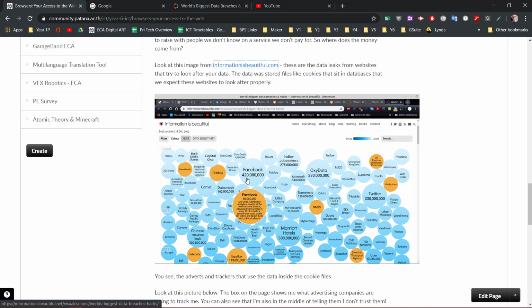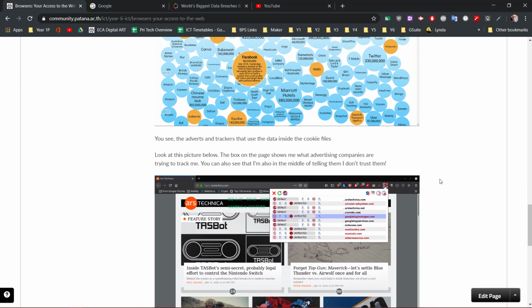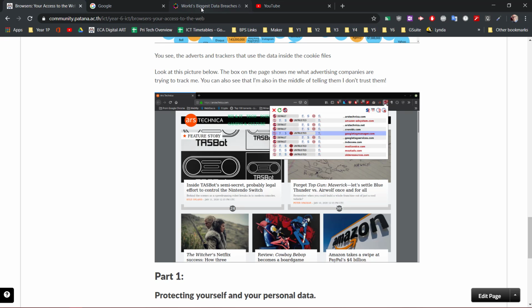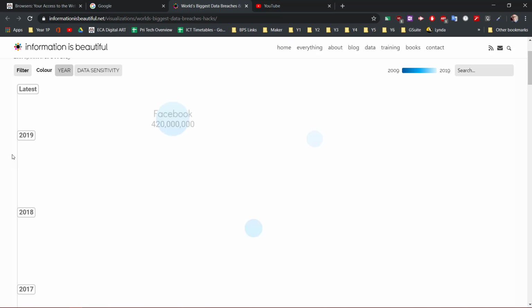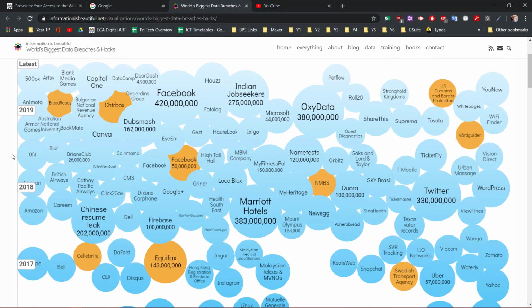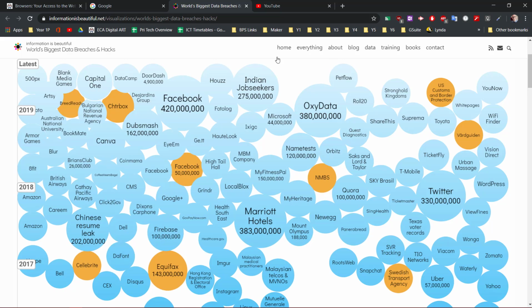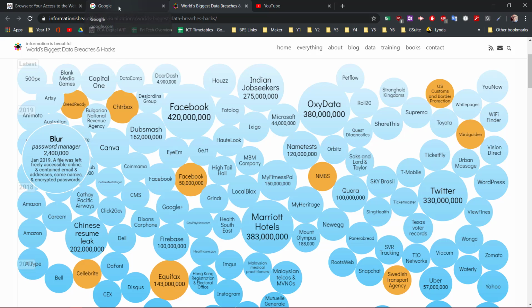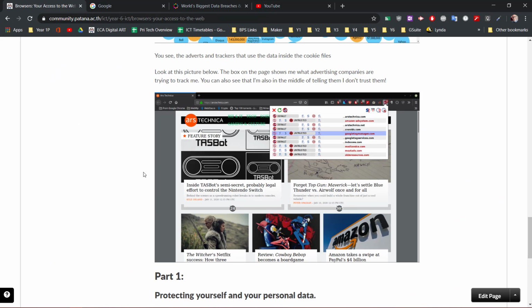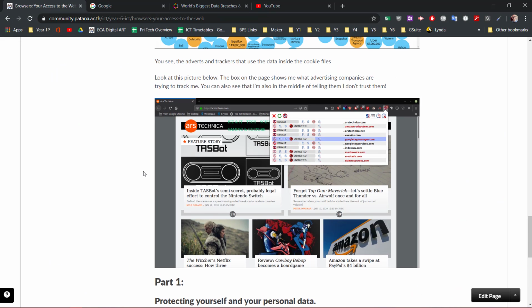But then so is 420 million, and 380 million, and 383 million, and 200 million, and it goes on and on and on. So if we can't level that trust, then maybe we need to look after ourselves. As we look down here, we can start to see that this populates itself with all the breaches, and these were just in the last 2 to 3 years. So, what are we going to do about this?